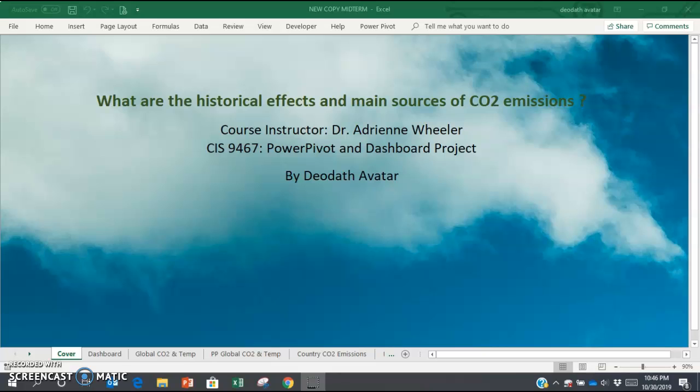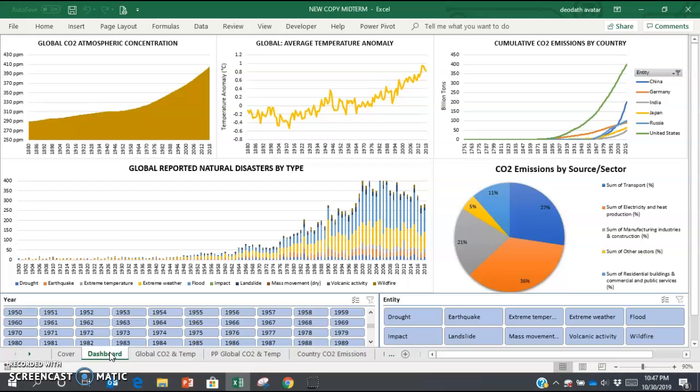Today I will show you how I used Excel's Power Pivot feature and dashboard to visualize the effects of climate change. Going into this project, my main goal was to visualize the historical effects and main sources of CO2 emissions. So this is my dashboard right here.